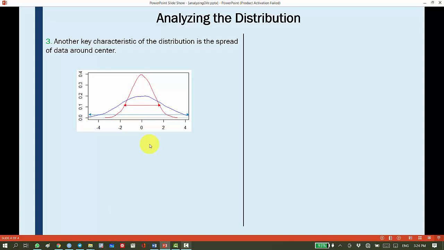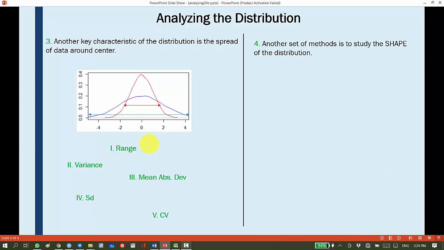We have a number of numerical techniques available to check the variation of data or the spread of the data collected on a variable of interest. This includes range, variance, mean absolute deviation, standard deviation, and coefficient of variation.